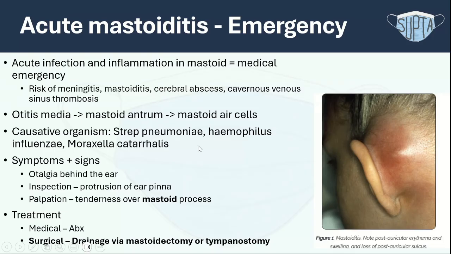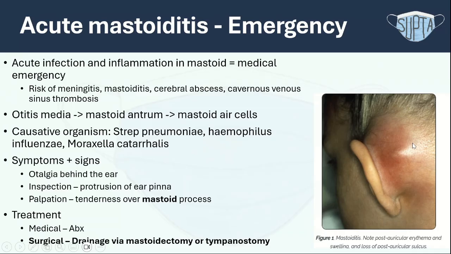And it's mainly driven by Streptococcus pneumoniae, Haemophilus influenzae, and Moraxella catarrhalis, which are the same pathogens that are common in acute otitis media. So some of the symptoms and signs are otalgia behind the ear, and you might have protrusion of the ear pinna, and then tenderness over the mastoid process. And then the main treatment is antibiotics for medical, and then surgical may be drainage via a mastoidectomy or a tympanostomy.